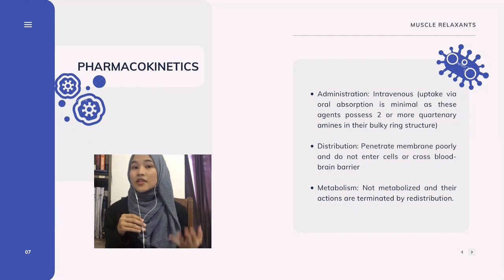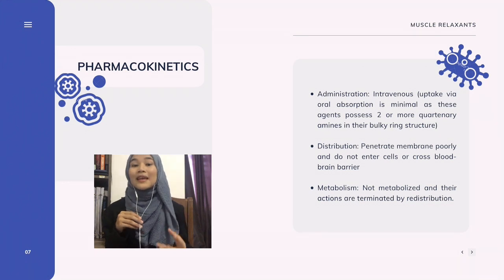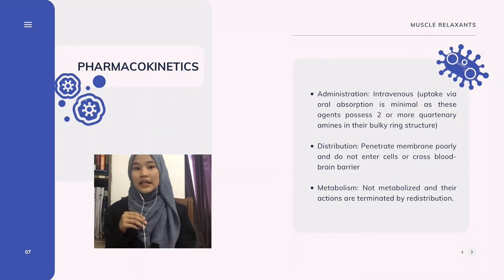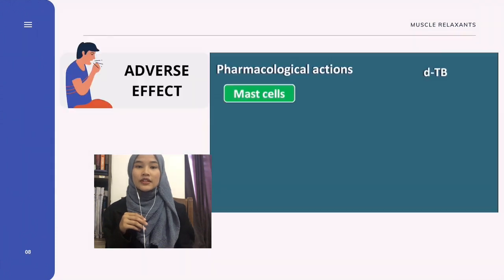These agents possess 2 or more quaternary amine in their bulky ring structure, therefore making them orally ineffective. They penetrate the membrane poorly and they do not enter cells or cross the blood-brain barrier. Most of the drugs are not metabolized and their actions are terminated by redistribution.